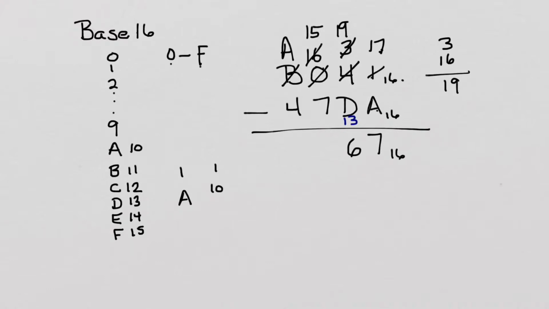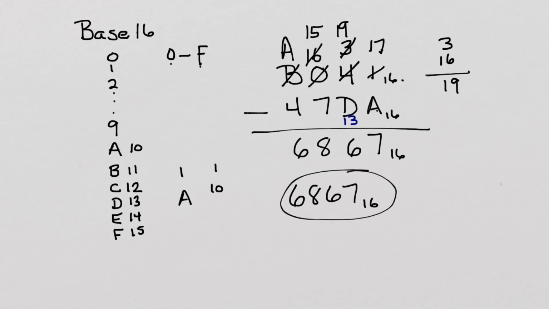So when you're subtracting, you don't have to worry about what digits you get. They're going to be fine digits to work with. And then we move over to the next place, and we have 15 minus 7. Well, that works already, so that's 8. And then A minus 4, but A is 10, so that's 10 minus 4 is 6. So I have 6, 8, 6, 7 in base 16 is my final answer.